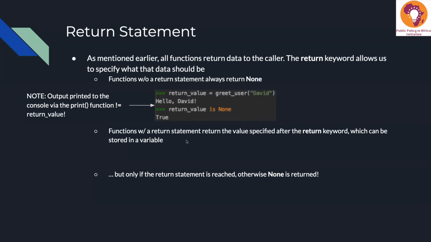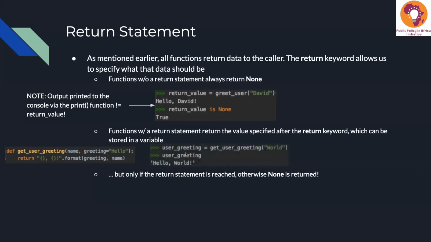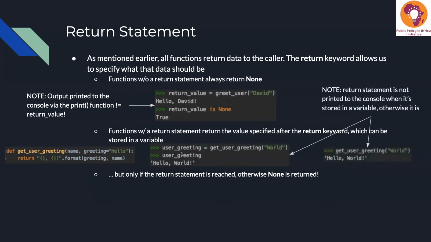So functions with a return statement return the value specified after the return keyword, which can be stored in a variable. So now, if we did want to have this actually return something instead of just printing it, then we can do our def get user greeting, name and greeting. This is basically the same function as greet user, but a different name. And instead of print, we're now returning this string. So instead of printing this string, we are returning it. So now when we call get user greeting, notice how nothing is printed out into the console.